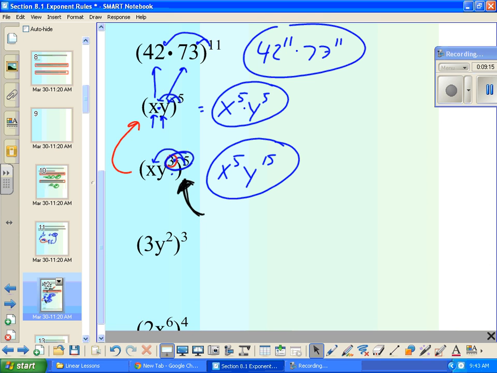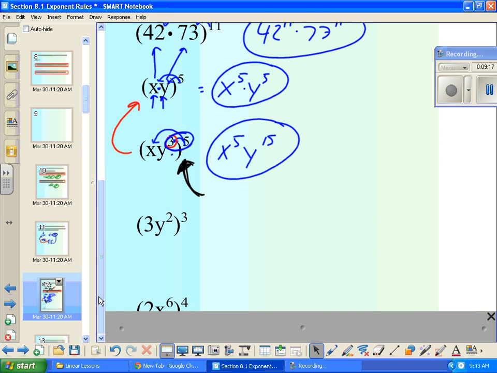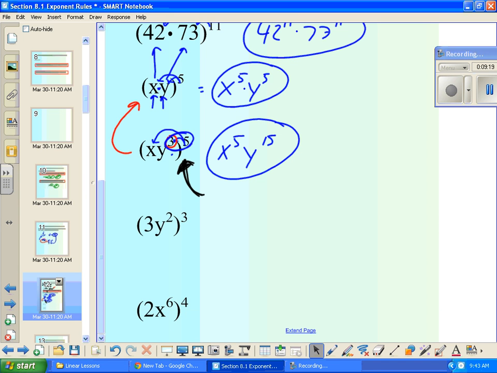Okay. I'll look at these two together. They're kind of similar. Like the one above here. Again, this one's got two things multiplied together in parentheses, but in this case it's a number and a variable. So 3y squared. Well, again, this is to a power. So what I'm going to do is apply this 3rd power to each of these things, to the number and to the variable right here.